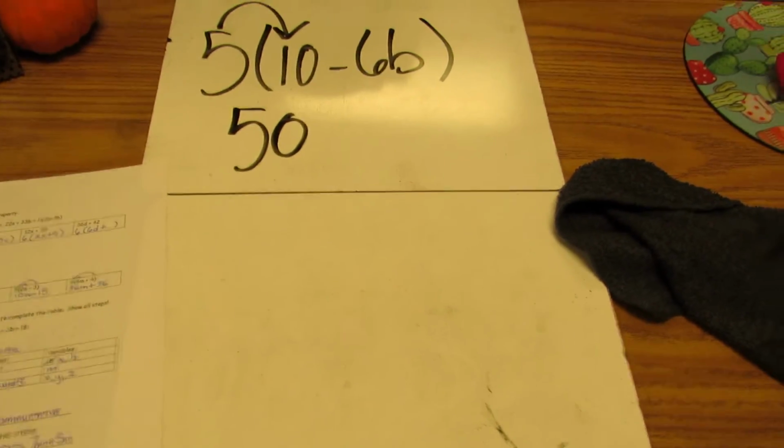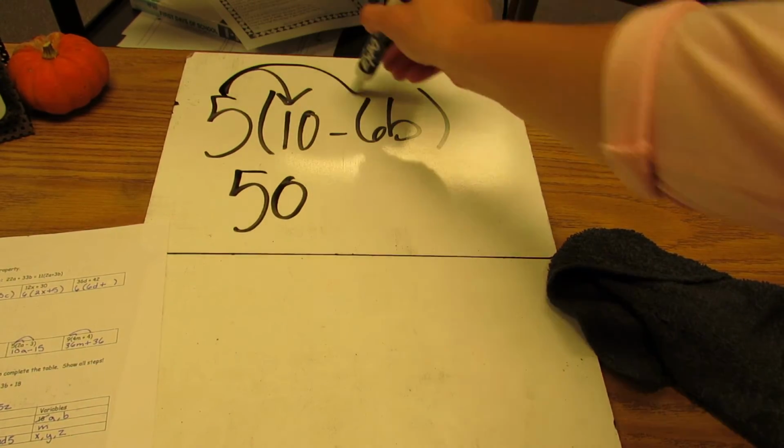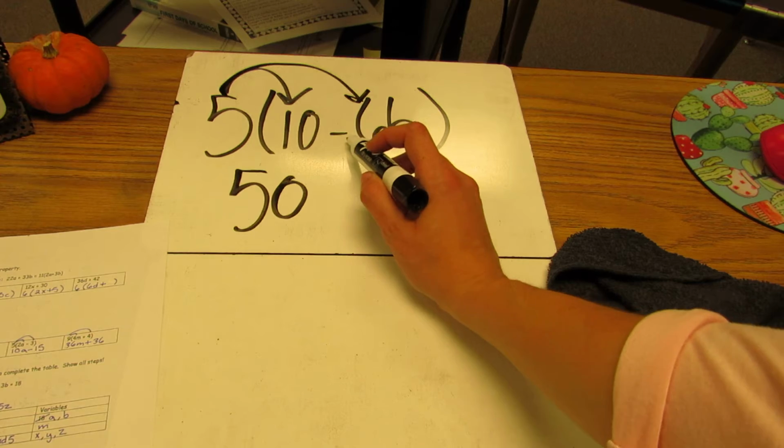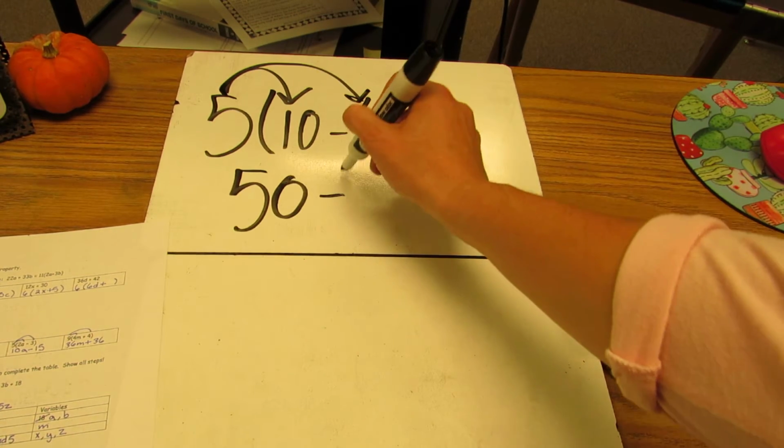All right, so I'm going to distribute 5 to 10 to get 50. Oh gosh, sorry guys. It's been a long day. All right, so distribute 5 to 10, I get 50. Distribute 5 to what kind of 6b? Be very careful. That's a negative, so that becomes negative 30b.